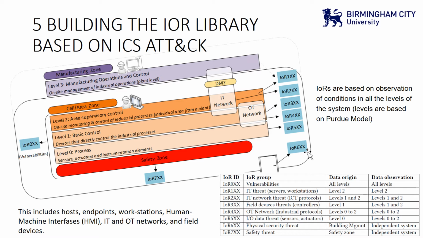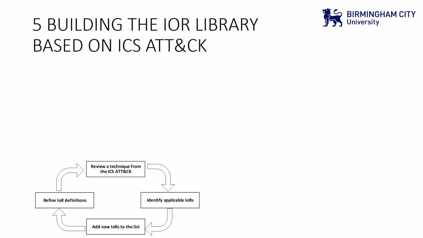And group 0 has the characteristic that it refers to vulnerabilities or preconditions. For instance, if I enable a remote connection temporarily, I will increase, during that period of time, my risk exposure. Then groups 1 to 7 refer mostly to threats. So when the ICS attack matrix became available, we already had a list of indicators of risk. So we started reviewing techniques from the framework and identifying which indicators of risk were applicable to the technique. Then we identified new indicators of risk that could be added to the list and refined the definitions.